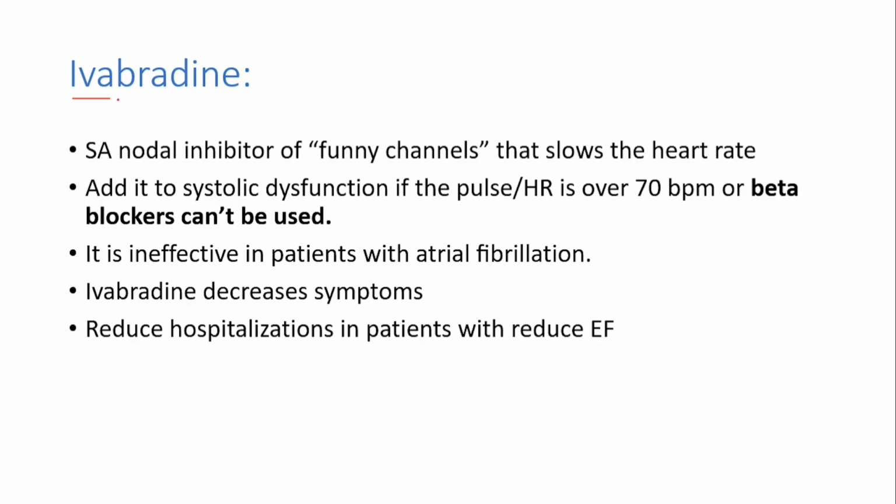Now ivabradine. It is the SA node inhibitor of the funny channel. The funny channel is present in the SA node, and when they depolarize, the SA node fires and all these contractions occur. Okay. Now, if we inhibit this SA node, the heart rate will be slowed down. So it is used when the heart rate is over 70 beats per minute, or when the beta blocker cannot be used. You know that the beta blocker decreases the heart rate. Now, when the beta blocker is not effective, use this drug.